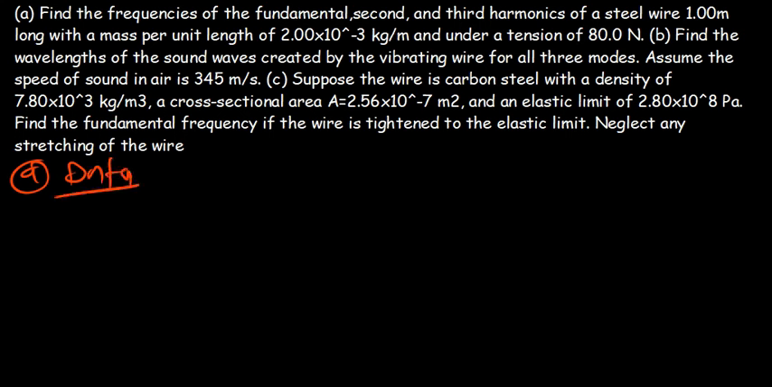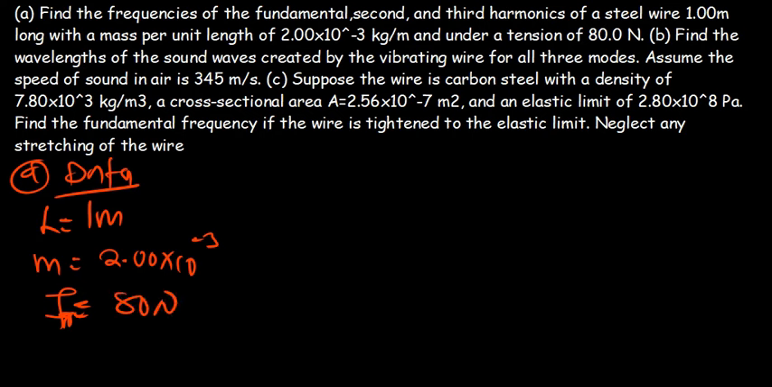So part A, we know that we have been given the length. What is our length? 1 meter. What else? The mass. The mass is 2.00 times 10 to the power negative 3. Then what is the frequency? Have we been given the frequency? No. The force, which is the tension force, Ft, is equal to 80 newton.